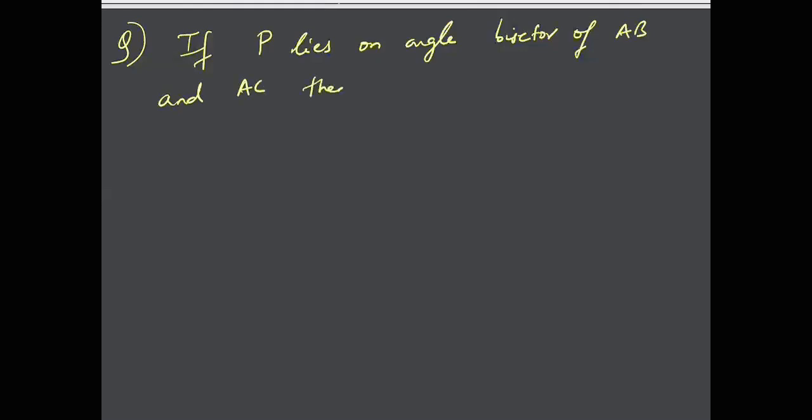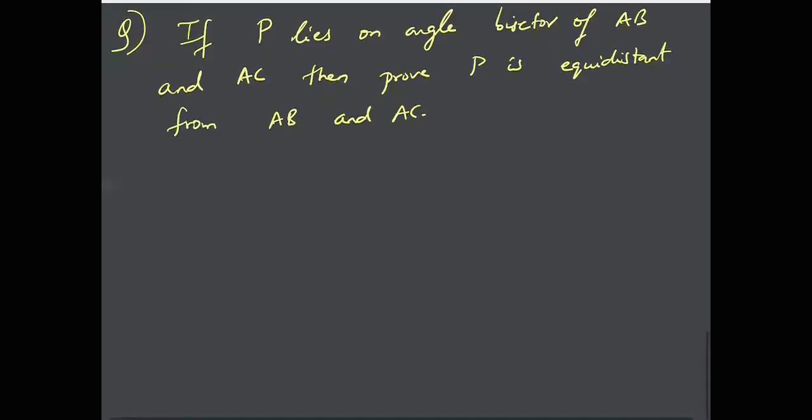Okay, let us move forward. Let us prove the converse of this statement. What would be the converse of this statement? The converse is simple: if P lies on the angle bisector of AB and AC, then we need to prove that P is equidistant from AB and AC. So this is the converse. Okay, so 30 seconds to try this one, then we'll discuss.